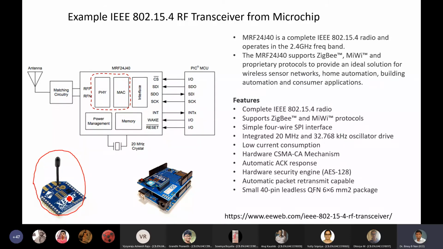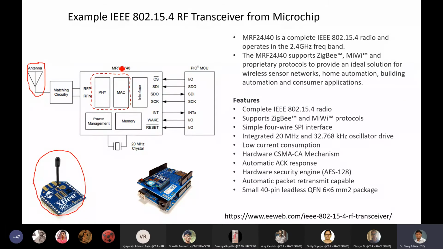Now the chip will be on the underside mostly, and it will have all these things. This major chip will be there. There will be an oscillator. There will be a matching circuit, all put on one single board like this. This is the antenna, and there will also be a standard antenna which you can screw onto it. That is being shown here. The matching circuitry is also on the board itself.